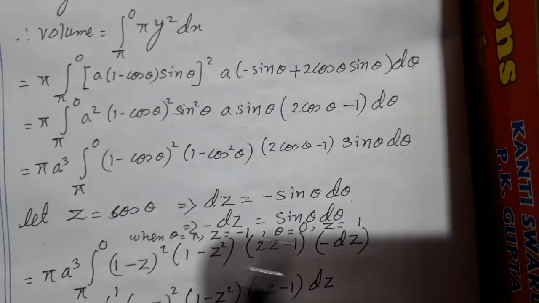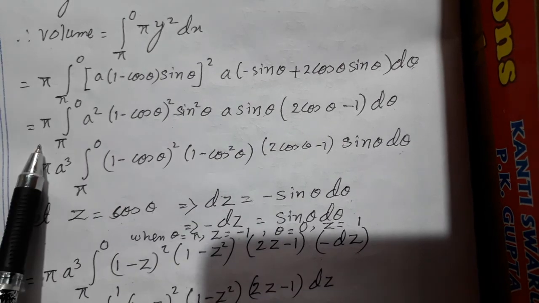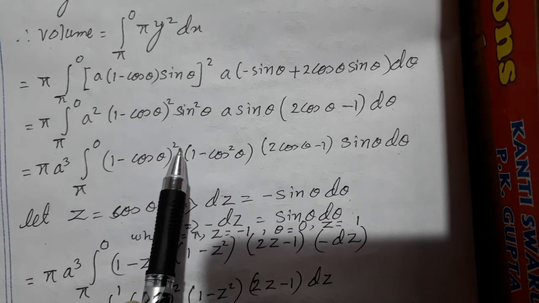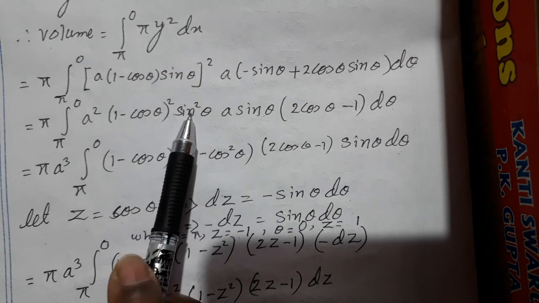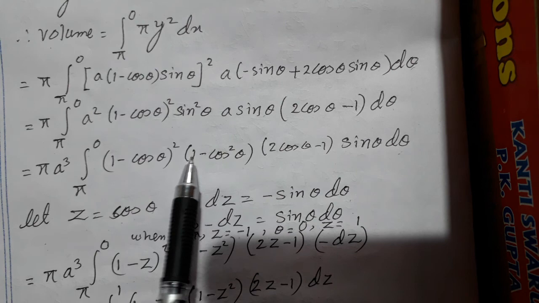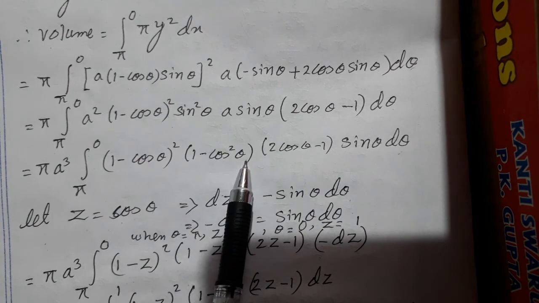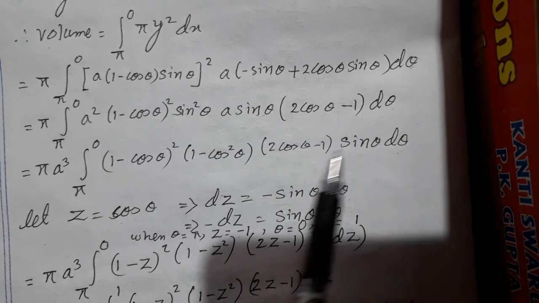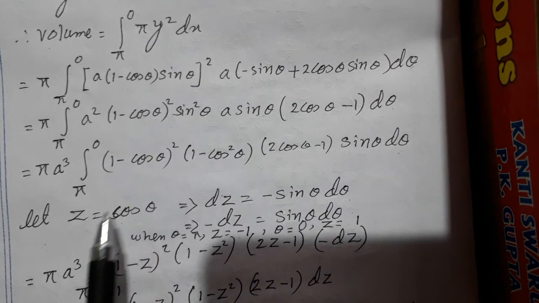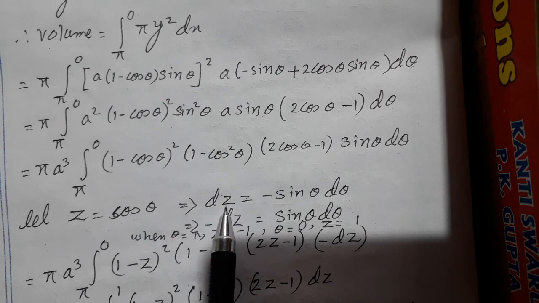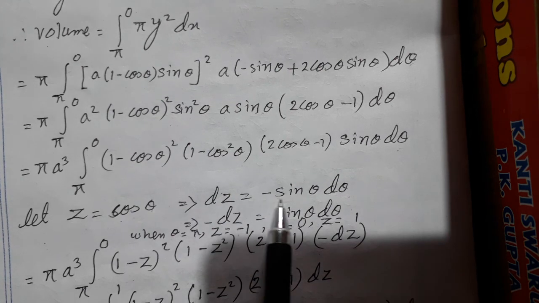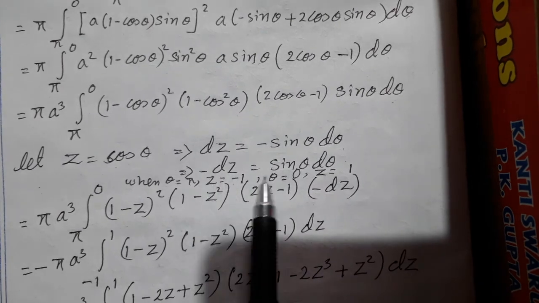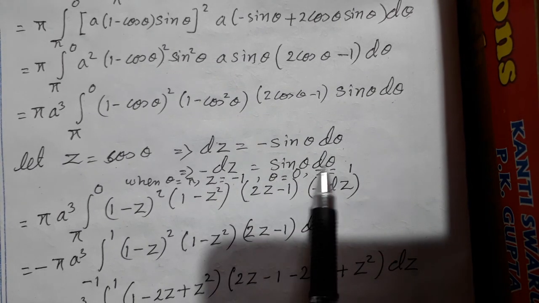Here a squared into a gives a cube, which will come out. We are having the integral from pi to 0 of (1 minus cos theta) whole squared, and sin squared theta can be written as 1 minus cos squared theta. So we have (1 minus cos squared theta)(2 cos theta minus 1) sin theta d theta. Now let us take cos theta as z. I'm taking z equal to cos theta. If I differentiate this with respect to theta, I get minus sin theta d theta. So dz is equal to minus sin theta d theta.